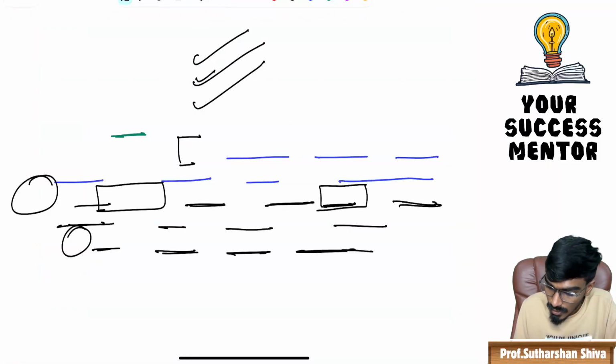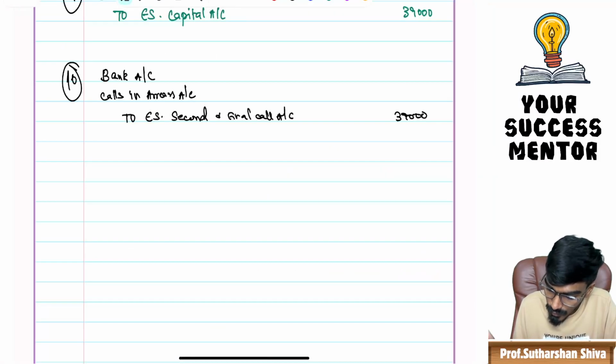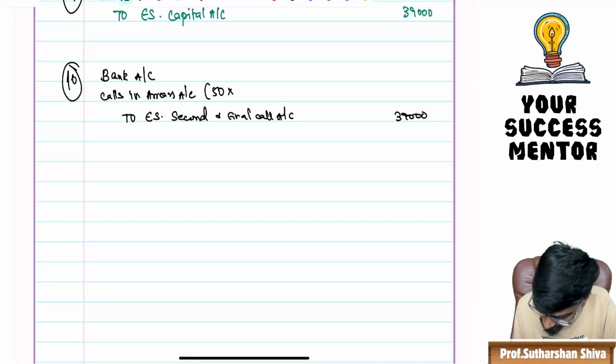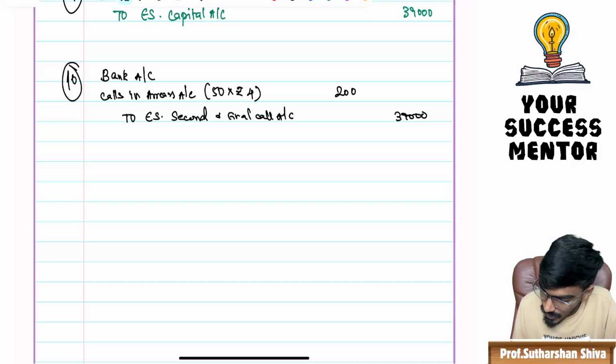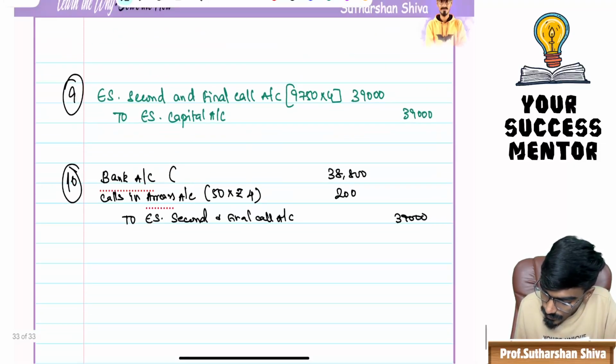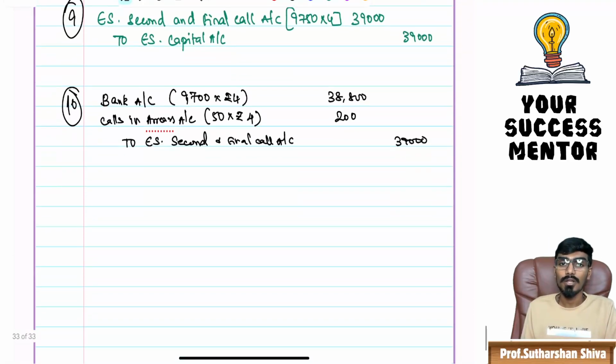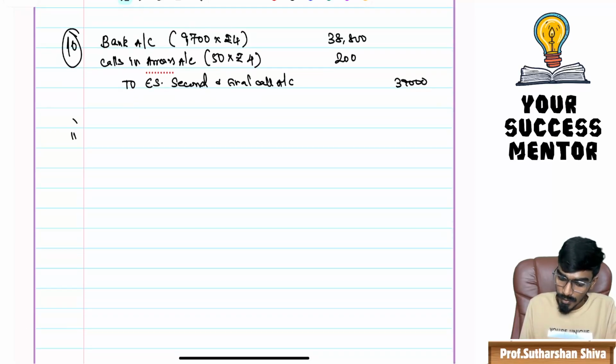Now comes the picture. Who is not paying? 50 per share he is not paying. So 50 into 4 rupees not paying. Then it's only 200 rupees. Then it is 38,800, which is nothing but 9,700 into 4. Able to understand?